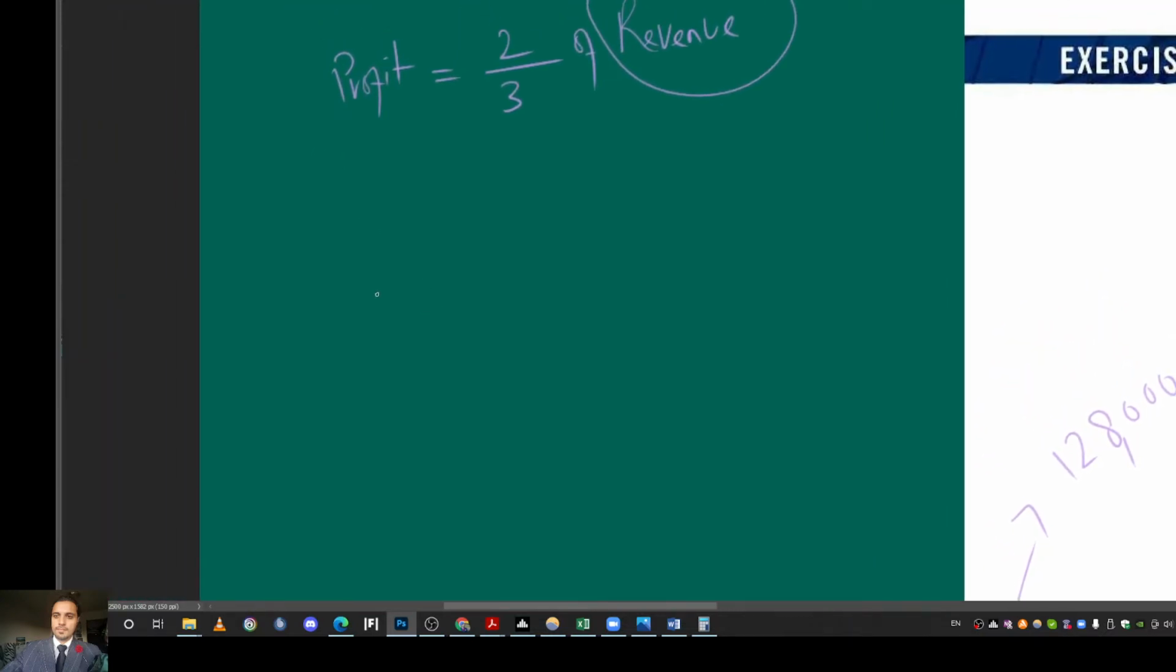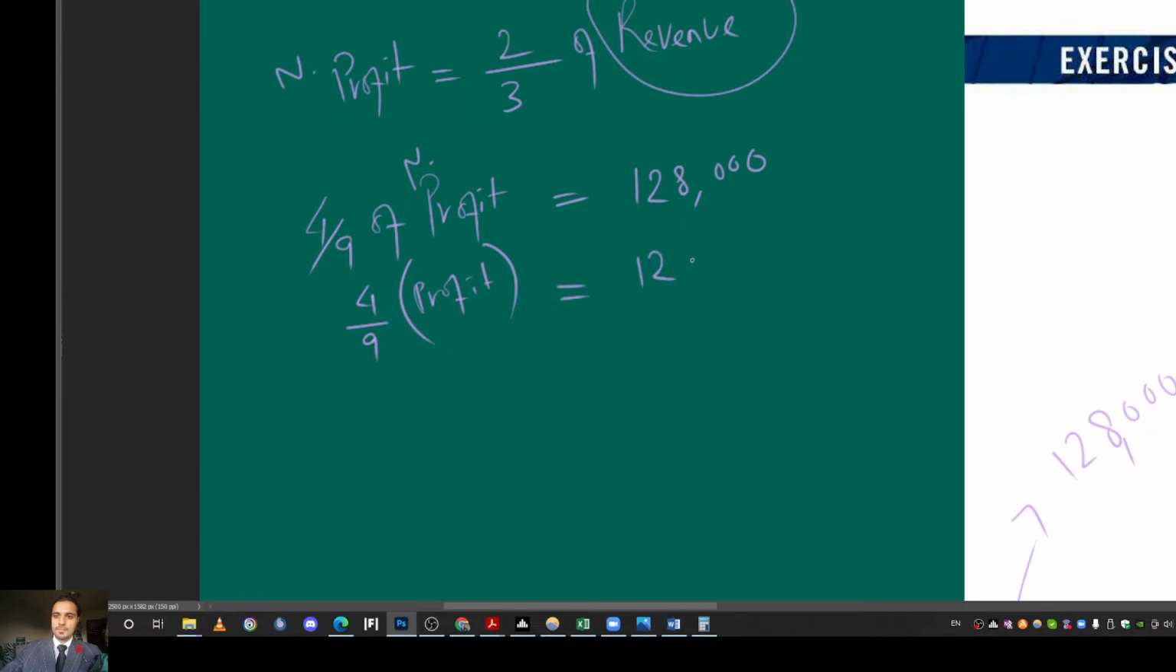So 4/9 of net profit equals 128,000. This "of" is actually a multiply: 4/9 multiplied by profit. I can also write it as 4/9 profit. I can also write it in other ways, but this is also a legitimate way to write it. 4/9, this bracket just means multiply, equals 128,000.